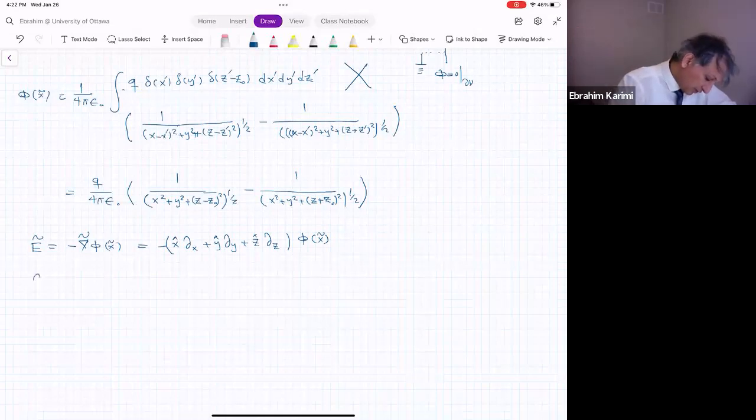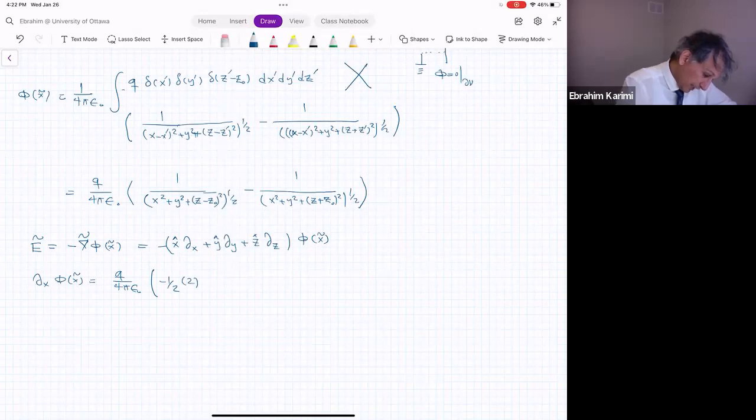So let's do the derivative with respect to x of the above potential, which is phi of x. I will write it as q divided by 4 pi epsilon naught. We have two terms, that will be minus 1/2, then times 2.